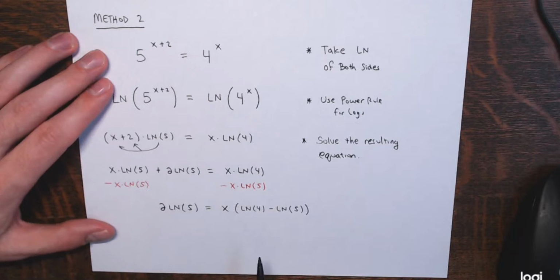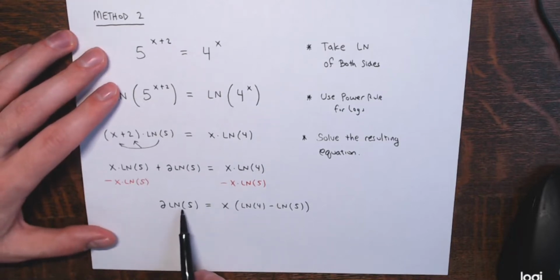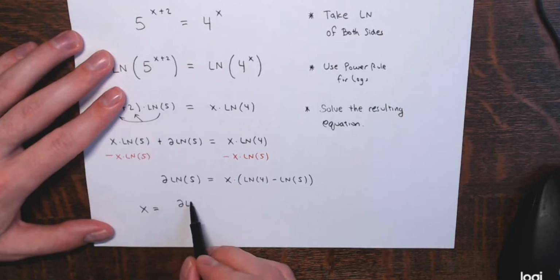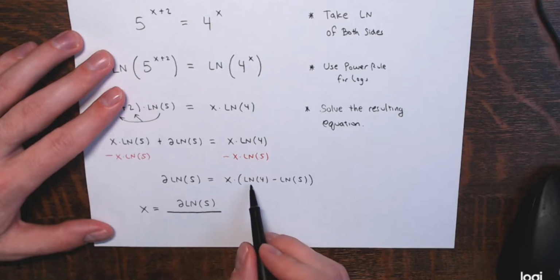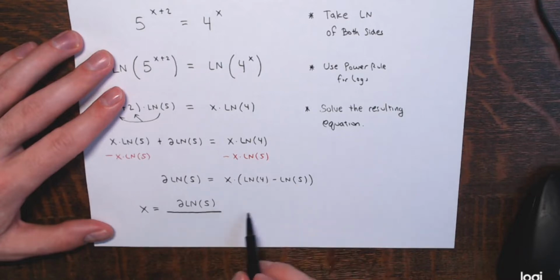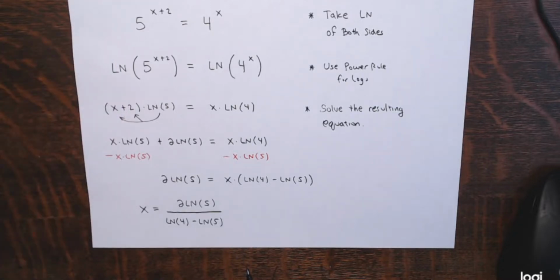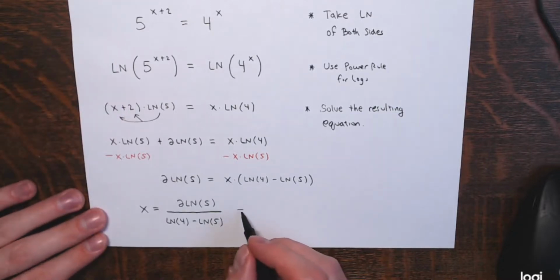And so what I have here is a number equals x times a number. So to get x alone, I just divide by the coefficient, divide by this number, and we get x equals 2 times the natural log of 5 in the numerator, divided by the natural log of 4 minus the natural log of 5 in the denominator. And you see how this is exactly the same as what I got earlier? I could rewrite this if I wanted.